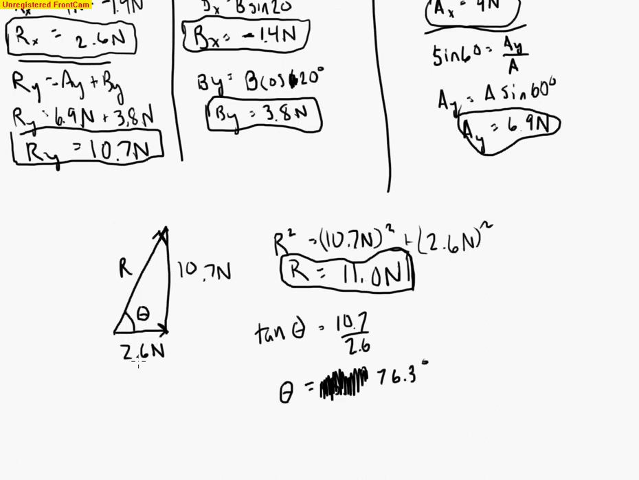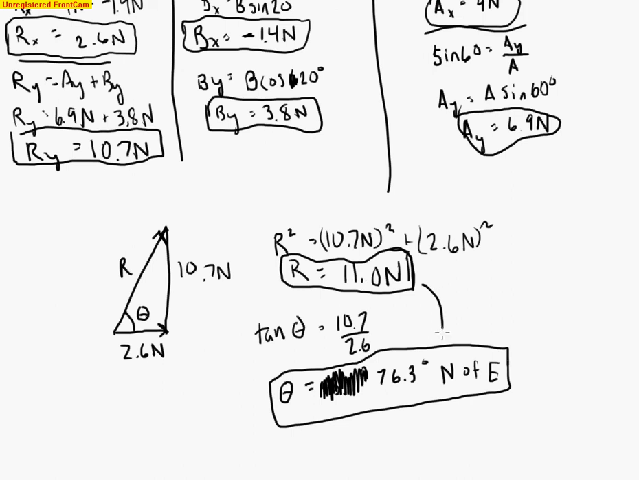So how do we describe that with reference to these directions? Well, that's the angle that our vector makes with east. What direction does our vector point from east? It points toward the north. So this is 76.3 degrees north of east. So then these two pieces of information together make up our answer. This would be the magnitude of our resultant, and this would be the direction.